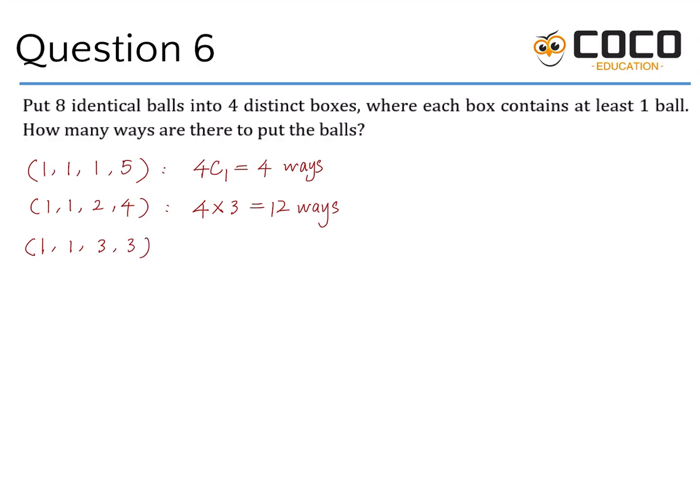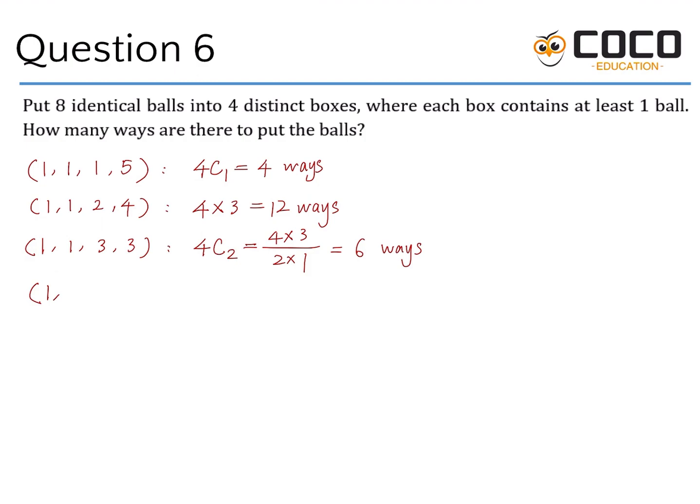Or it can be 1, 1, 3, 3. Now we have 2 of them as 1 ball, so out of the 4 boxes, we select 2 of them to be 1 ball. This is 4C2. Then the remaining 2 will be 3 balls. That's 4C2 is 6 ways. Right, we have to check all the cases where there are 2 groups with 1 ball.